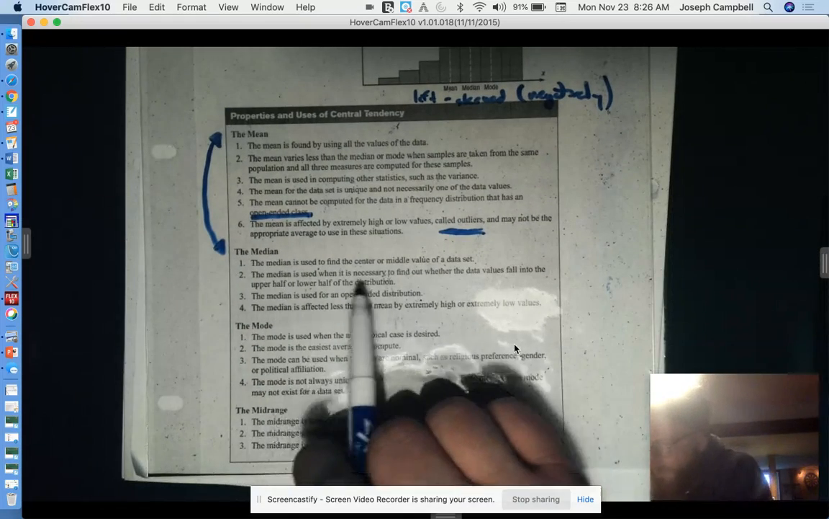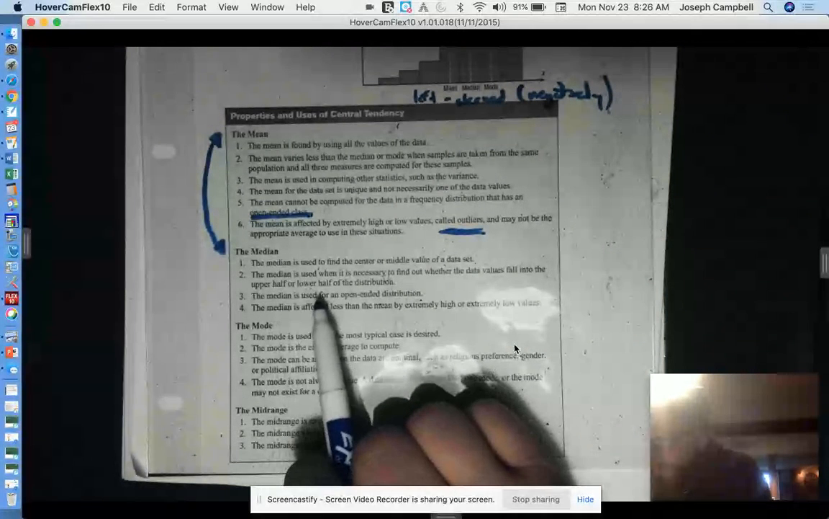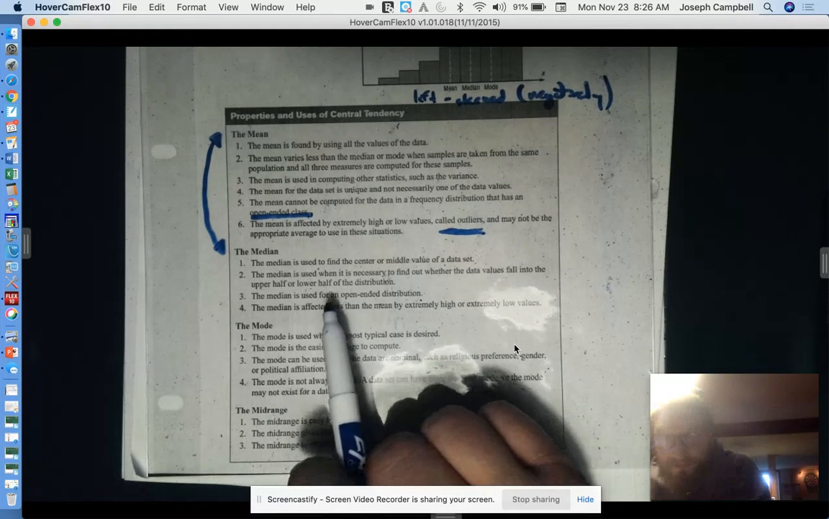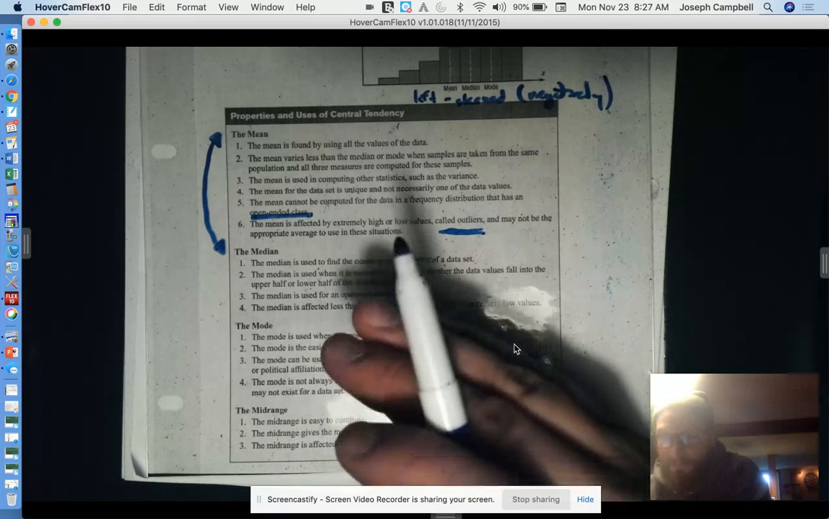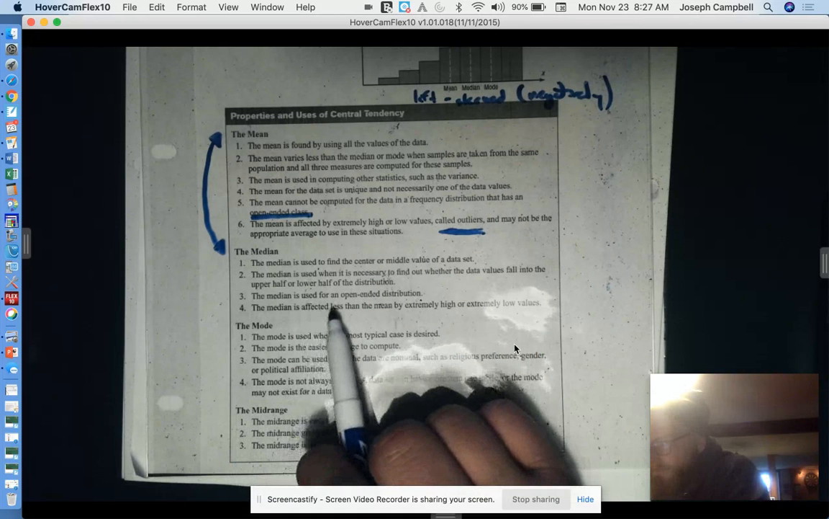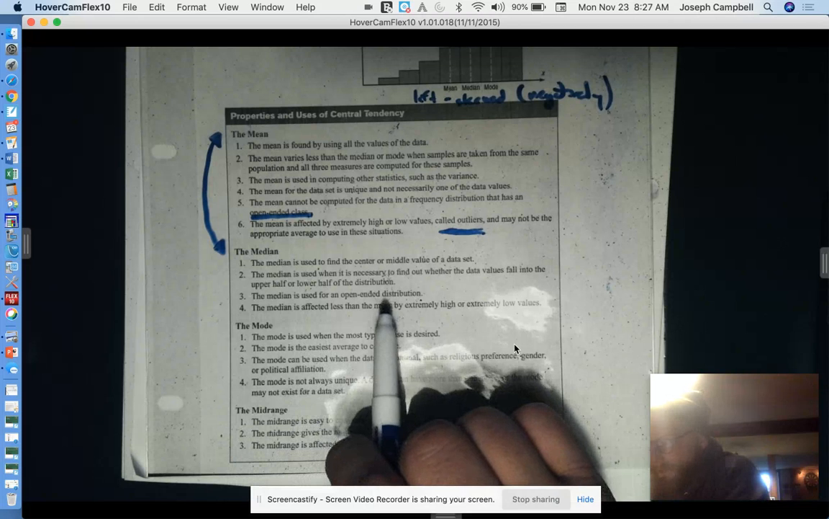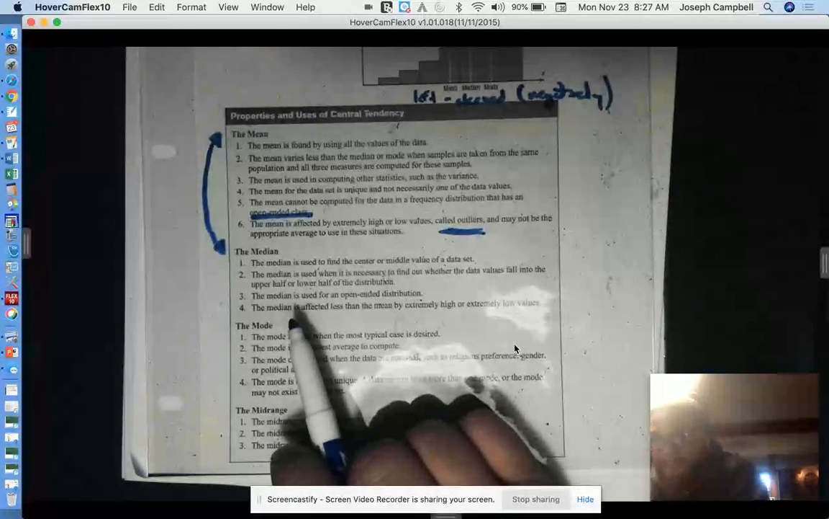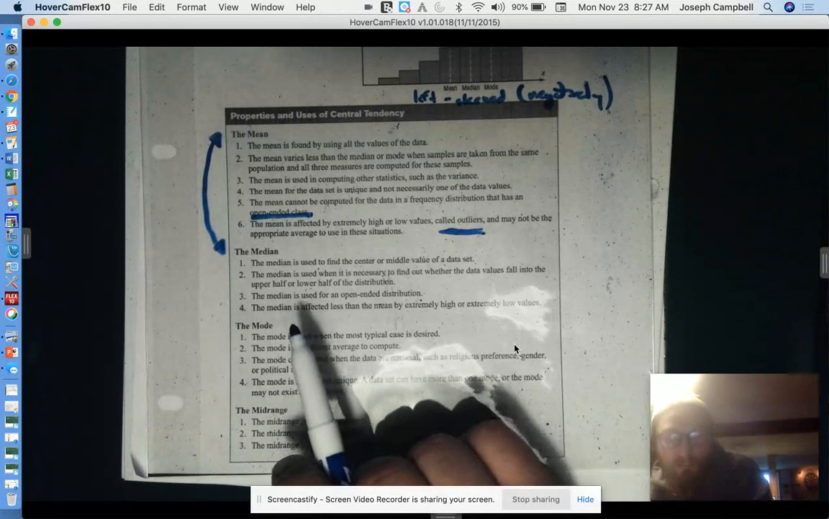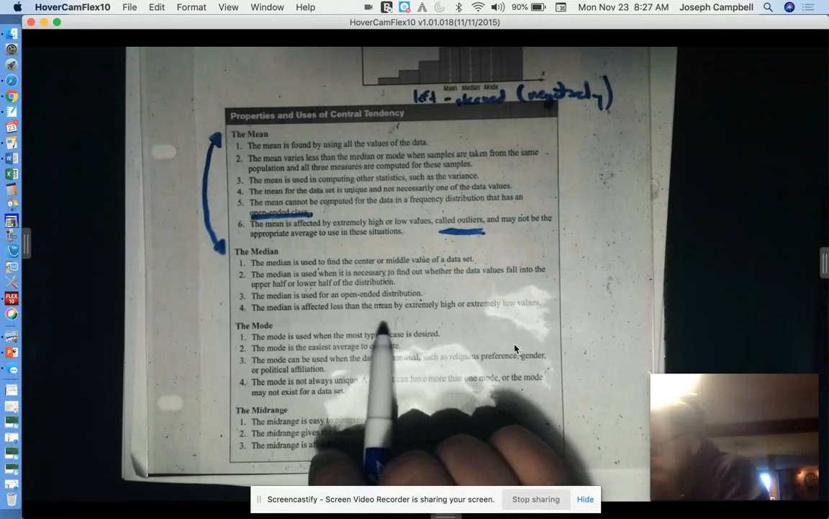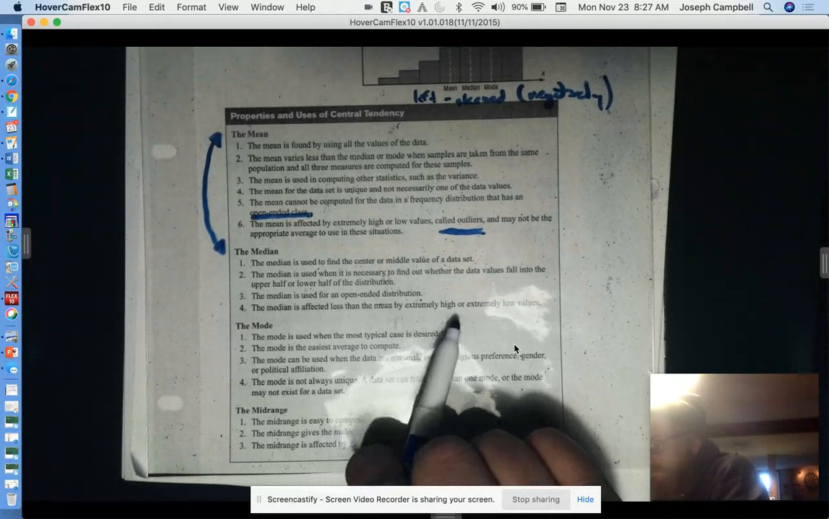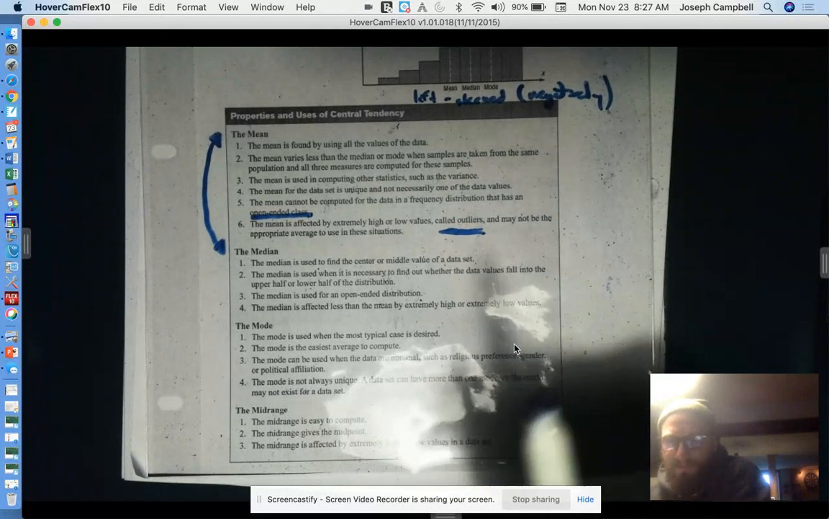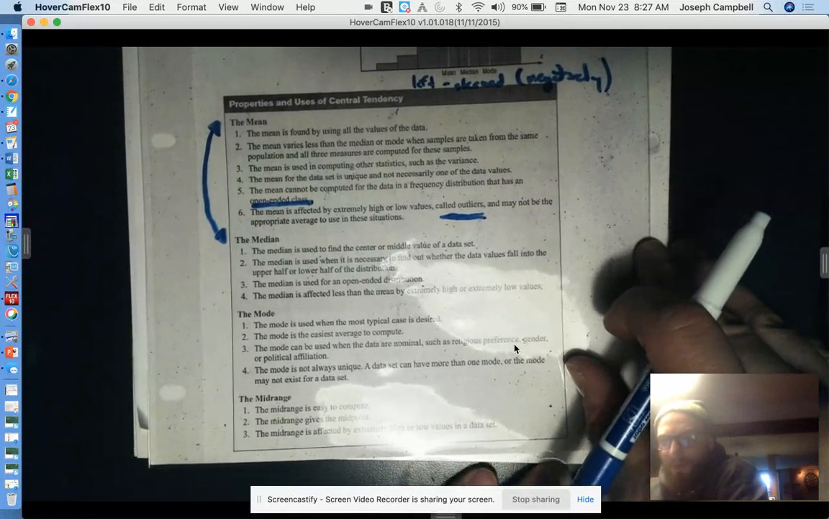So, of course, median is used to find the center or middle value of the data set. The median is used when it's necessary to find out whether the data values fall into the upper or lower half of the distribution. That's kind of nice to know, whether you're in the top 50% or the bottom 50%, right? The median is used for an open-ended distribution, meaning you don't have bounds to your distribution, perhaps, right? And you're getting more data values as you compute. The median is affected less than the mean by extremely low or extremely high values. So it's resistant, as we looked at in that Jeff Bezos example, right? It's resistant to outliers.